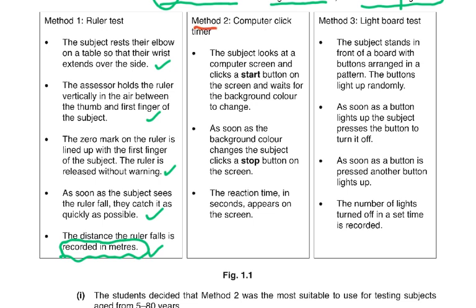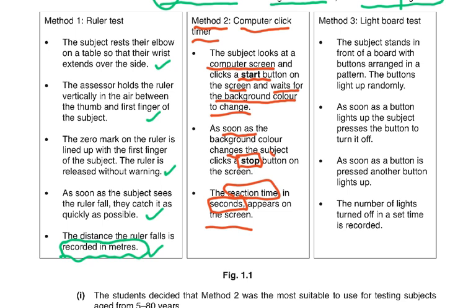Then method 2, computer click timer. The subject looks at a computer screen, clicks a start button on the screen and waits for the background color to change. As soon as the background color changes, the subject clicks a stop button on the screen. The reaction time in seconds appears on the screen. So here the reaction time is measured in seconds. Here the distance the ruler falls is recorded in meters. So look at what we are measuring in each test.